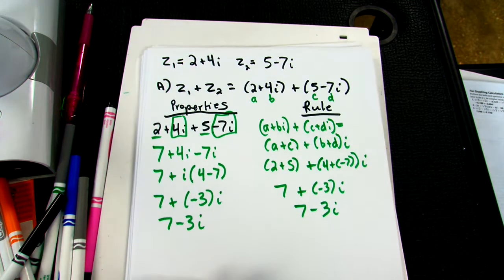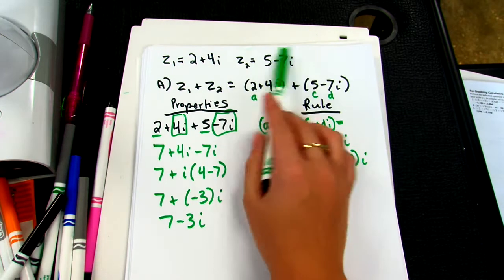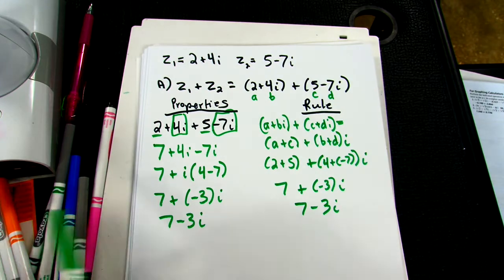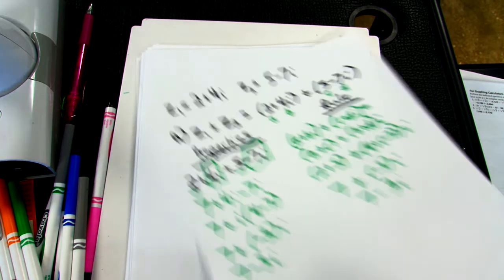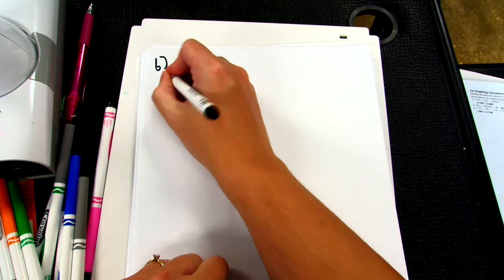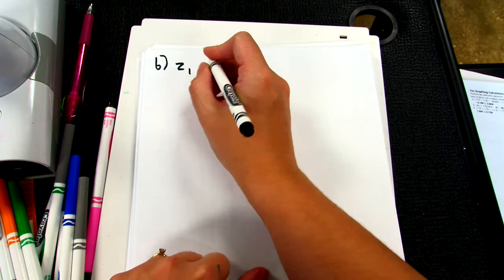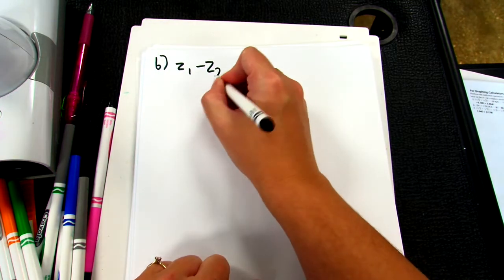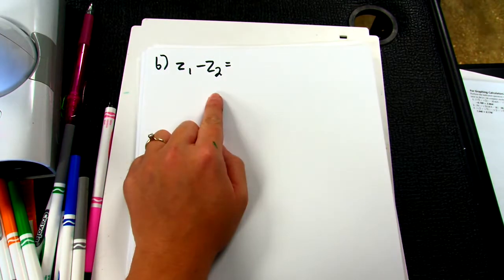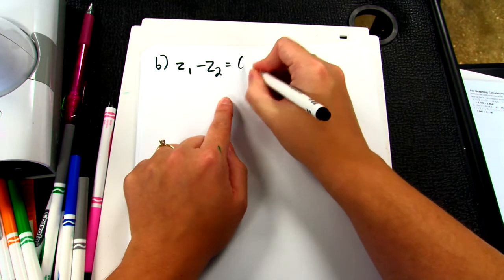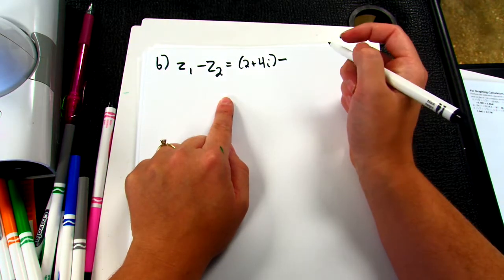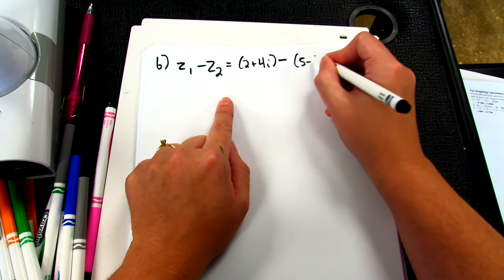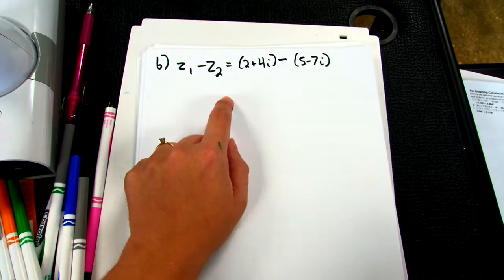All right, we're still dealing with z1 and z2, but now we're going to do another operation. Let's do subtraction, okay? So we're going to do z1 minus z2. So z1 was 2 plus 4i, so 2 plus 4i minus, z2 was 5 minus 7i. So 5 minus 7i. Okay?